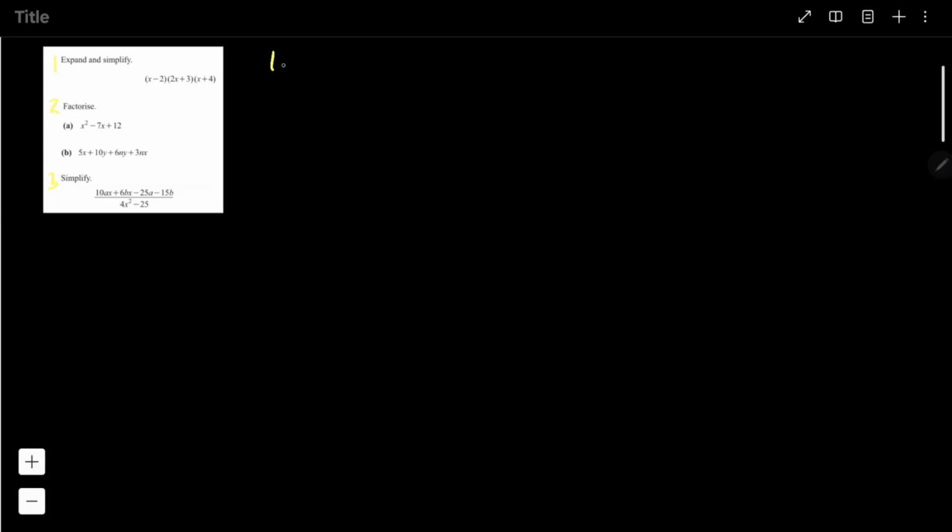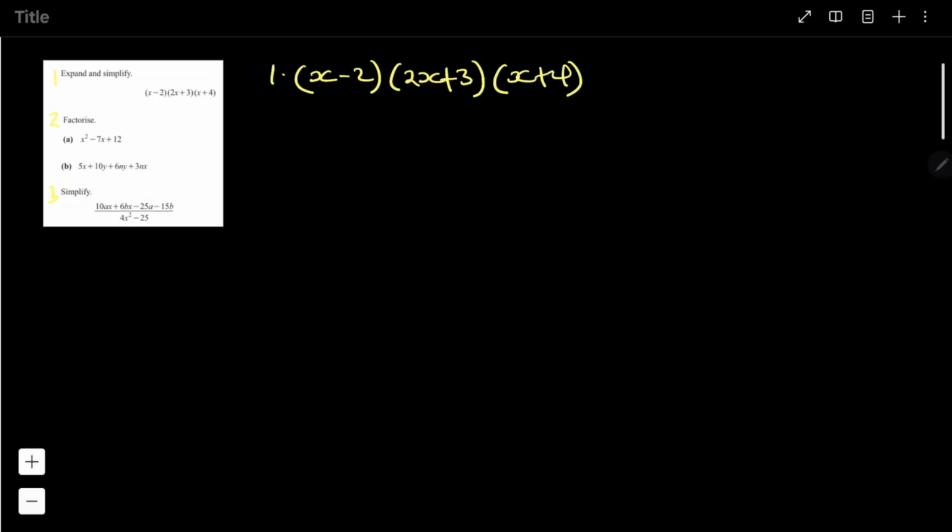For example, if you look at number 1, it is x minus 2 multiplied with 2x plus 3, and then multiplied by x plus 4. So we are multiplying 3 brackets, this, and that. So we are just going to do like how we've done in the previous video. First, we can work on this, get its answer, and then later multiply by whatever is in the last one. So we're going to handle these brackets first. So how do we do it? Simple as how we did last time.